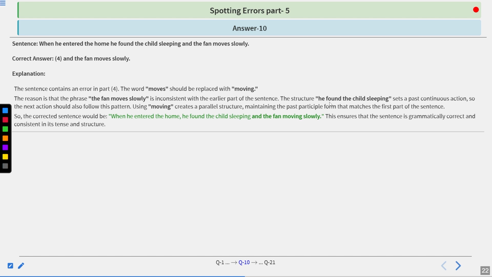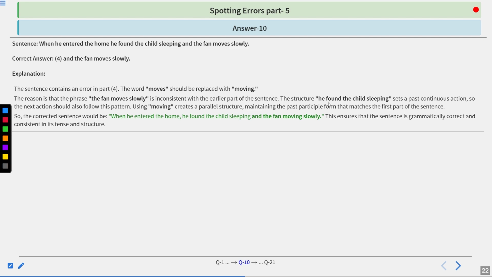The reason is that the phrase "the fan moves slowly" is inconsistent with the earlier part of the sentence. The structure "he found the child sleeping" sets a past continuous action, so the next action should also follow this pattern. Using "moving" creates a parallel structure, maintaining the participle form that matches the first part of the sentence. So the corrected sentence would be, when he entered the home, he found the child sleeping and the fan moving slowly. Let's ensure that the sentence is grammatically correct and consistent in its tense and structure.